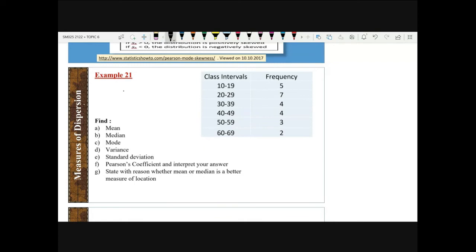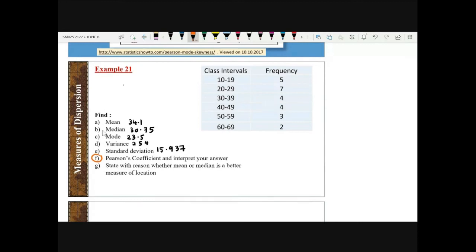Saya terus bagi jawapan akhir je. Okay, for mean we should get 34.1. Median is 30.75. Mode 23.5. Variance is 254. And then last one, standard deviation would be 15.937. Okay. Itu semua benda kita dah belajar sebelum ni. Make sure you try on your own. Janganlah tak try langsung. Nanti tak tahu faham ke tak faham sebelum ni belajar kan. Okay. Saya dah bagi final answer je. Because now kita nak fokus the last two. Okay. So find Pearson coefficient and then interpret our answer.